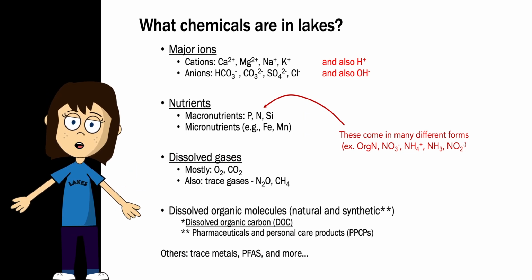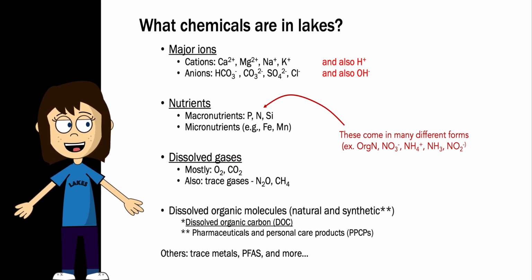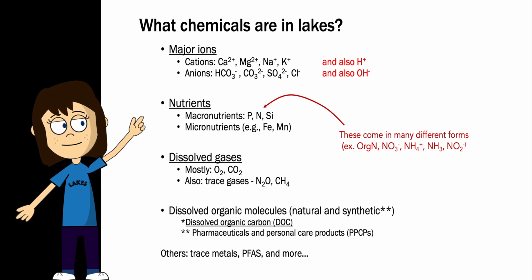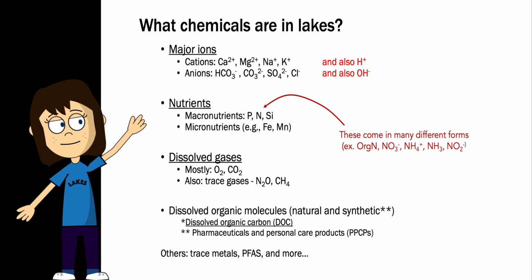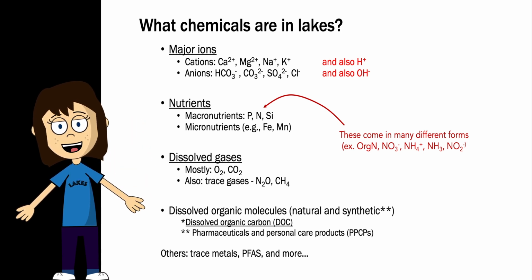Well, first off are our major ions, and we subdivide these into cations, or ions with positive charges, such as calcium, magnesium, sodium, and potassium, and anions, or ions with negative charges, such as bicarbonate, carbonate, sulfate, and chloride.